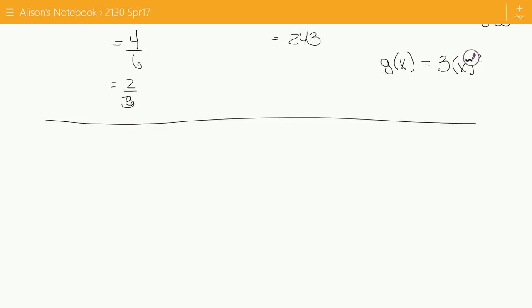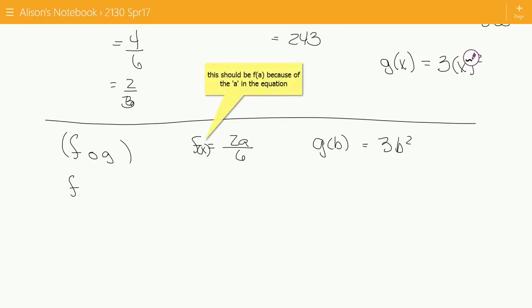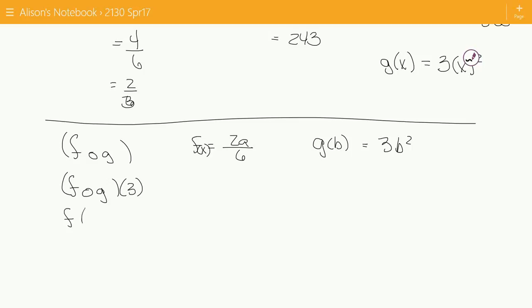How about the composite function f of g? Given my original f equation, which is 2a divided by 6, and my original g equation, g of b, given 3b squared, and this would be f of x. What is f of g of, let's say for instance, 3? F of g of 3. This is a composite function, and it can be rewritten as f of g of 3.